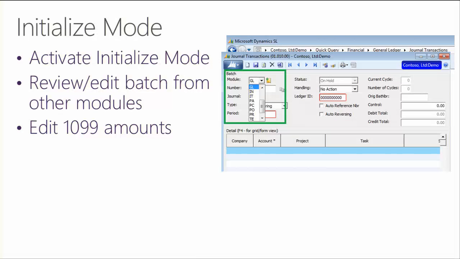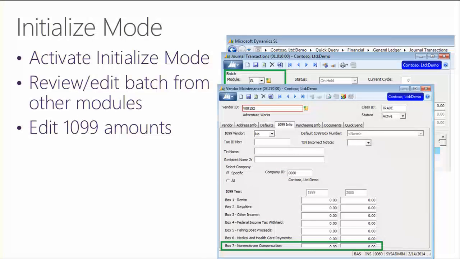So as I mentioned earlier, you can edit your 1099 amounts in vendor maintenance if you're in initialize mode. There's other things as well, but those are usually the most common things we use. So this is a screenshot. You'll be able to tell when you're in initialize mode because fields that are normally grayed out are enabled. Other things you can do, account history. You can edit account history in initialize mode.